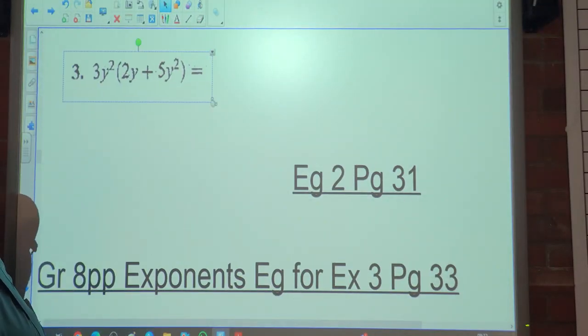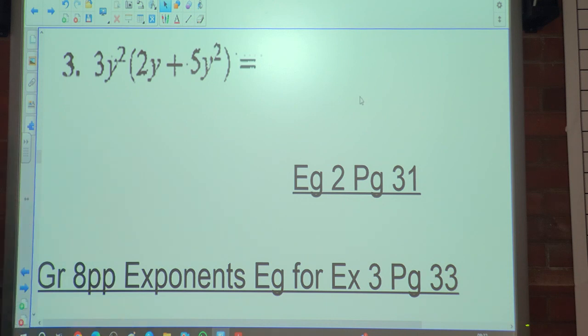Here's the next one, number 3. You've got 2y squared into (2y plus 5y squared). The bracket stands for multiplication. Can I add the two terms inside the brackets? No. Why not?